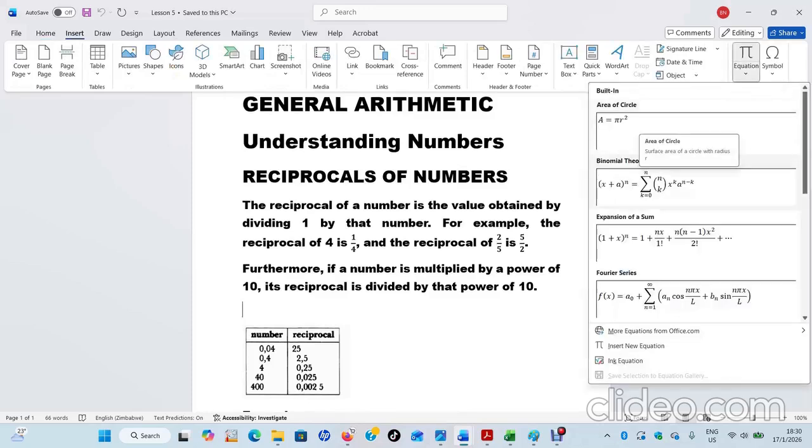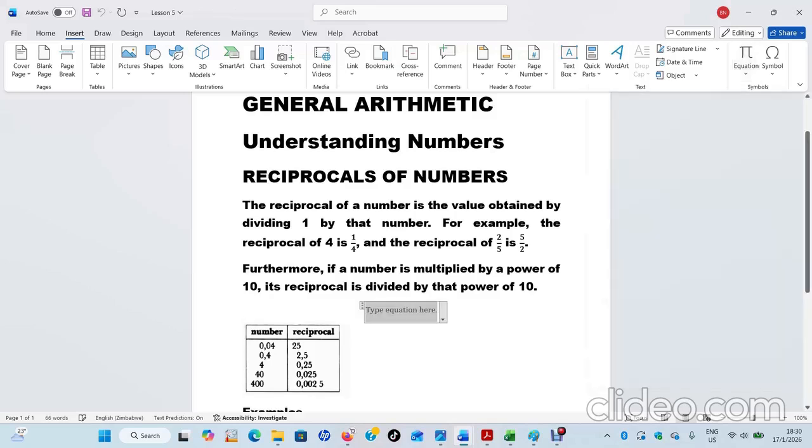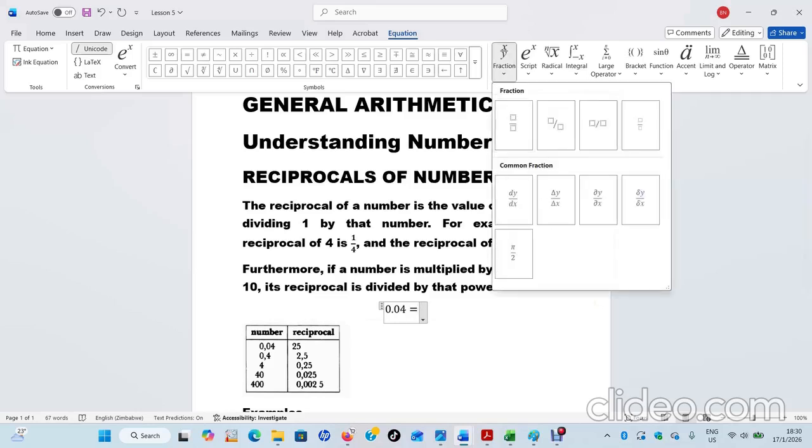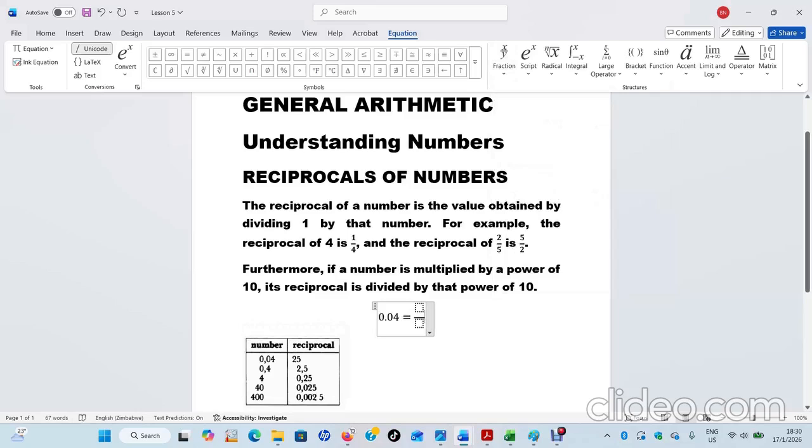Now, we are saying if a number is multiplied by a power of 10, its reciprocal is divided by that power of 10. We will demonstrate this. Let's take, for example, I want to get the reciprocal of 0,04. But we know that 0,04 is 4 over 100.